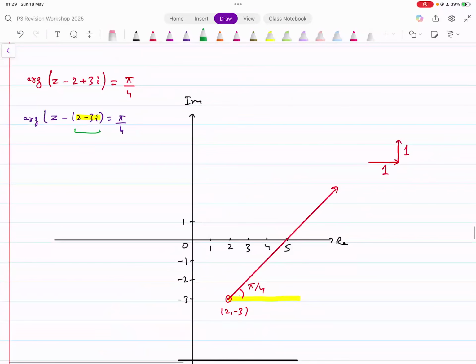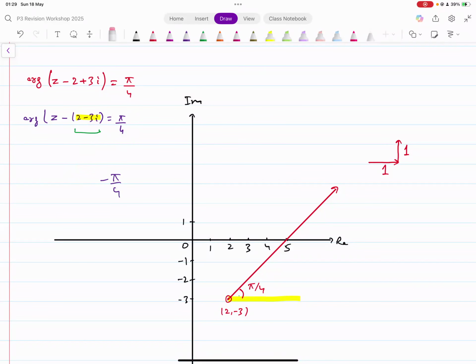This is another example. If you have argument of z minus 2 plus 3 iota, again, you convert it to standard form. The reference point is 2 minus 3 iota. So argument will be measured from that point. Now, when you have an angle of pi over 4, or 3 pi over 4, or minus pi over 4, these are very important to be drawn accurately.